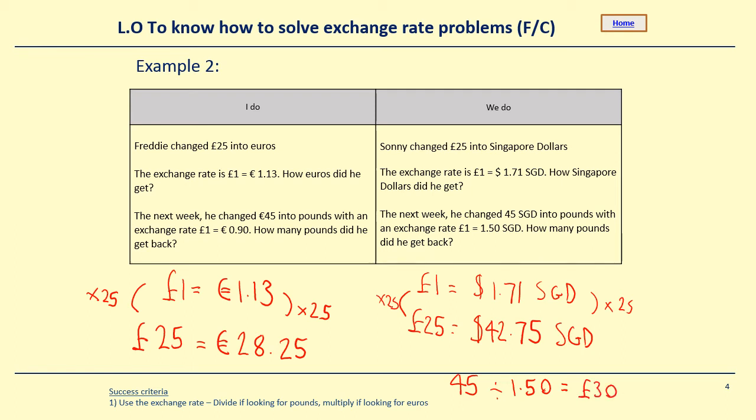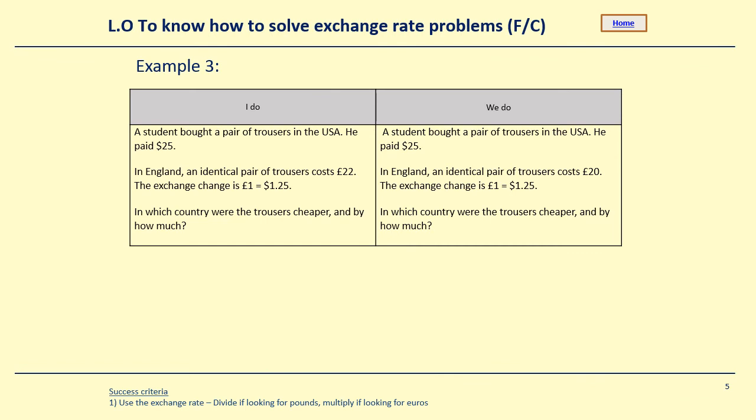Okay, so really well done if you got those two right. Last question. So we've got our first key bit of information here about in the USA he bought his trousers for $25. So in the US, $25. And in England, he paid £22.